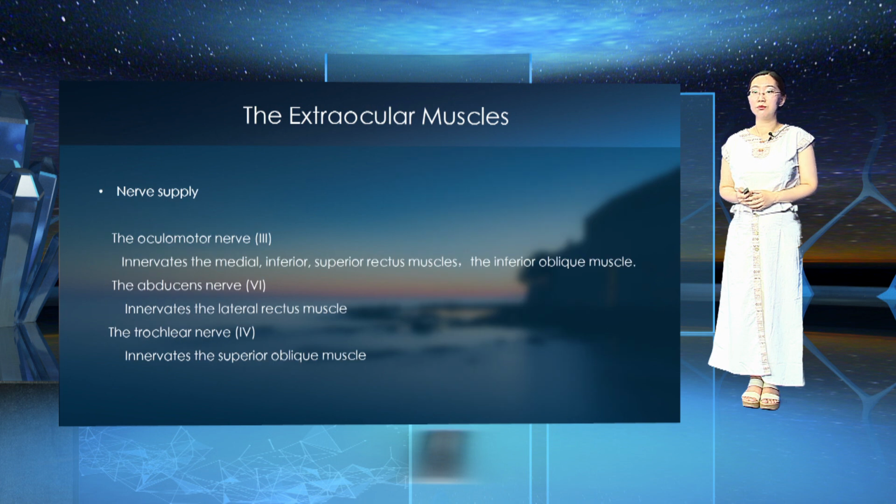The oculomotor nerve innervates the medial, inferior, and superior rectus muscles and the inferior oblique muscle. The abducens nerve innervates the lateral rectus muscle. The trochlear nerve innervates the superior oblique muscle.